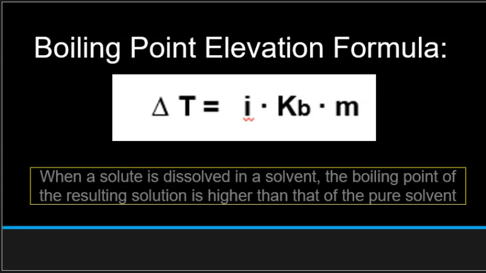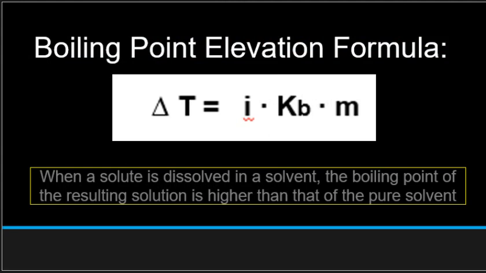All right, boiling point elevation. Here it is. It's very similar, except notice my I is positive here and my K is Kb. When a solute is dissolved in a solvent, the boiling point of the resulting solution is higher, which I think we already wrote down.